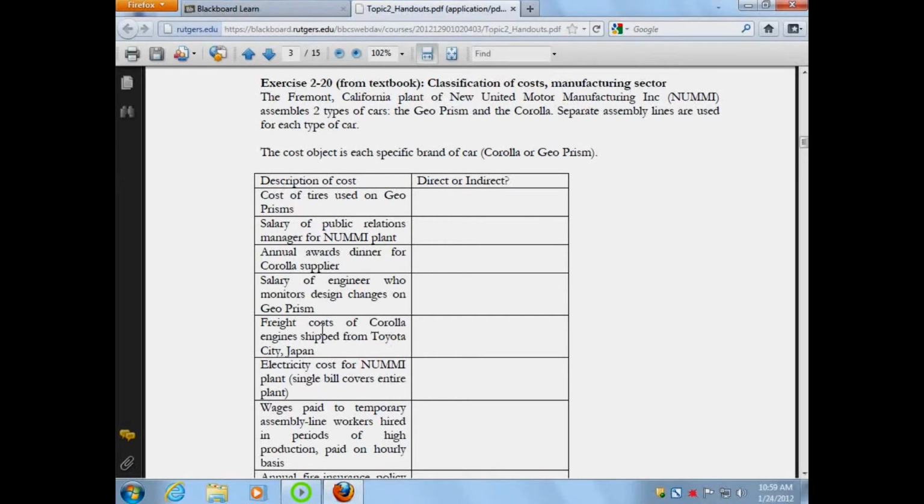The salary of the public relations manager for the NUMMI plant. Indirect, right? The annual awards dinner for the Corolla supplier. Yes, it is direct to the Corolla. But it is direct with respect to the Corolla, yes. How about with respect to the Geo?